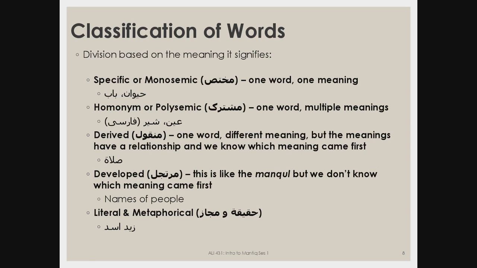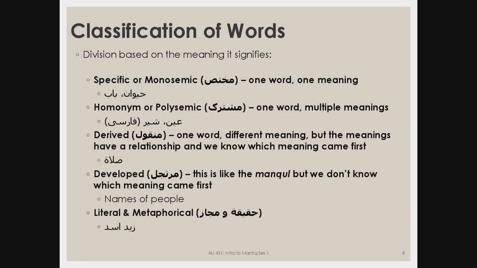The last one is called haqiqa and majaz, literal and metaphorical. If I come and say Zayd is a lion, when I say the word lion, what signification is this? Is this literal? Is it partial? What's going on here? We say the signification is that you're using the word in a meaning other than what it was coined for.